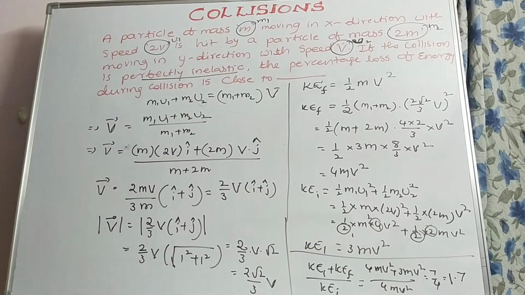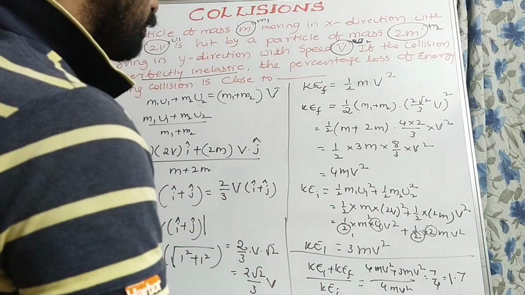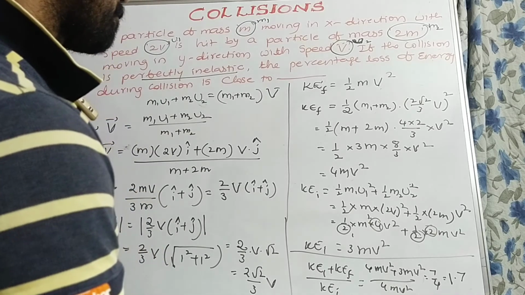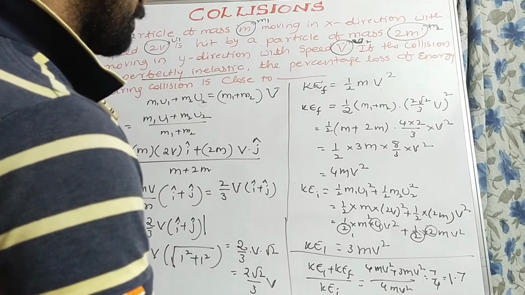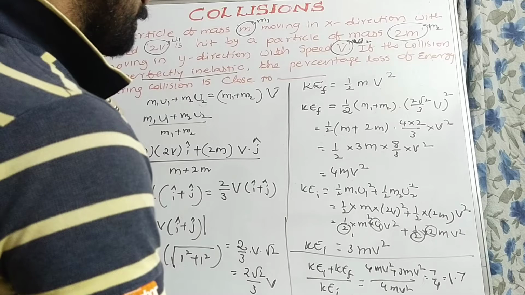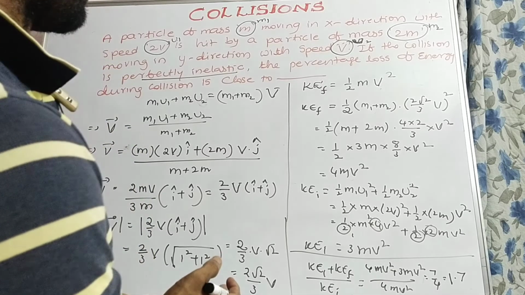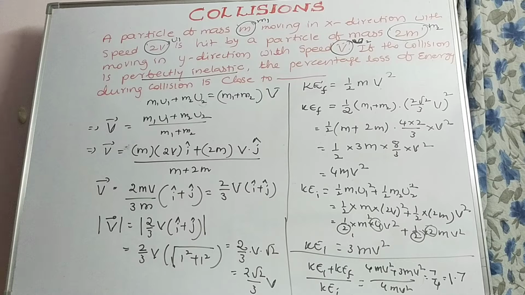28. 4 sevens 28. Of course, percentage means into 100. If we write into 100, K initial 4m square, K final 4m square. Is it correct or not? So 3m is there, 8 by 3, that gets cancelled, of course. 4 into 4 by 9. Yes, here we have gone wrong.